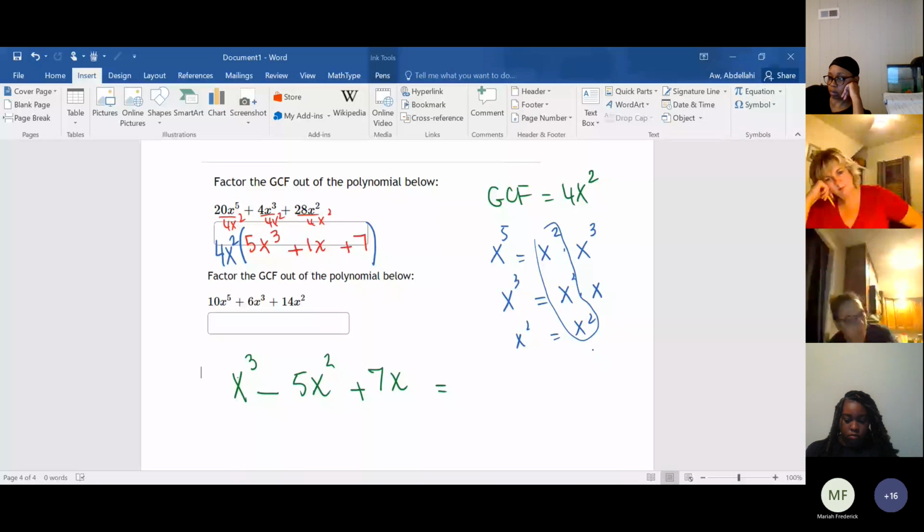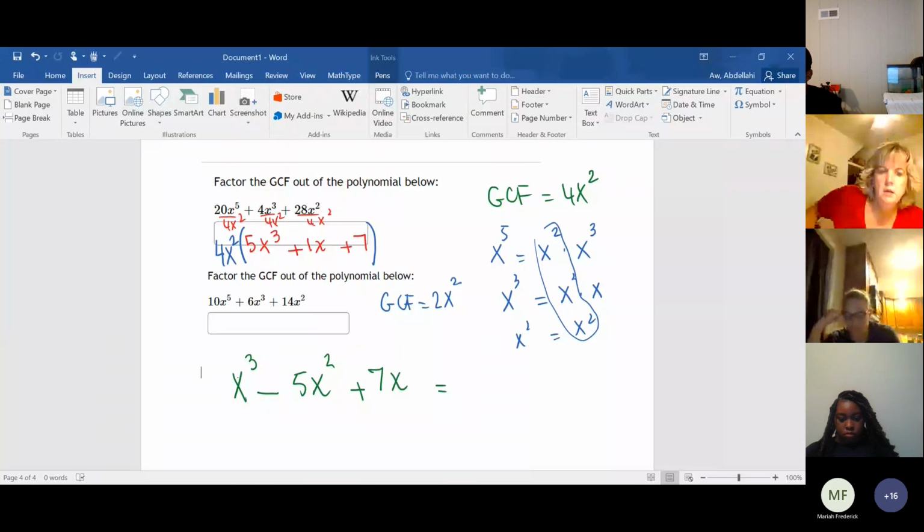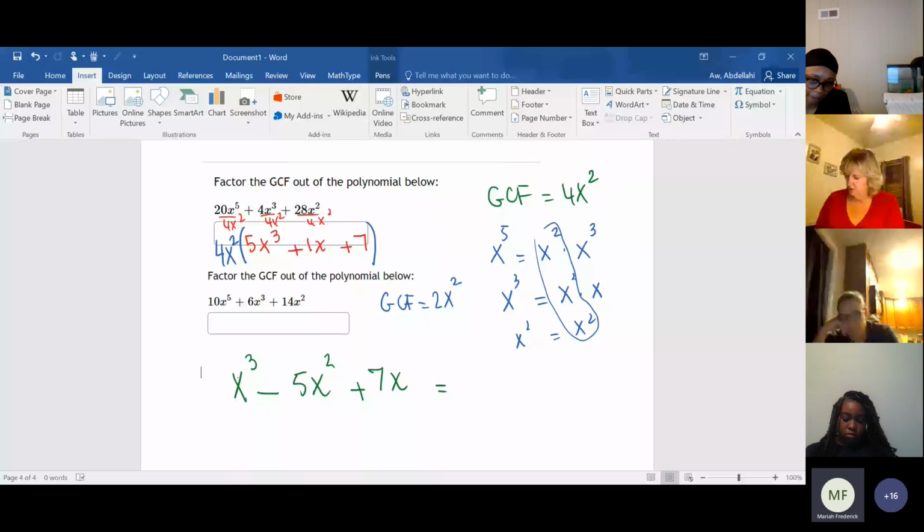So what is the GCF of the second one? 2x squared, thank you. 2 for the numbers 10, 6, and 14, right? And x squared for the powers. You see, that is my open math. It gives you the same powers, okay? That's messed up. It should change a little bit, okay? But my open math is so automatic. Sometimes you repeat the same stuff.